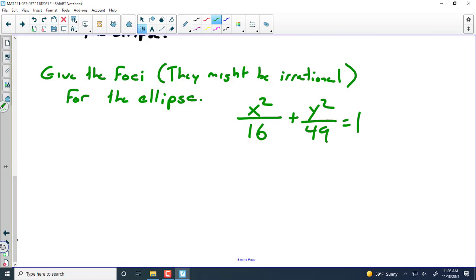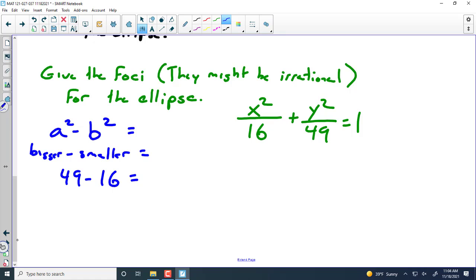So if someone wants the foci for this ellipse, here's what I'm thinking to myself. I think I need to do a squared minus b squared. If that makes me uncomfortable, I just remember that that means do bigger minus smaller. Either way, if I want the foci for this ellipse, what am I doing? What minus what? 49 minus 16. We cool with that? 49 minus 16. And that's going to give me 33. If I want to know where they are, then I have to take the square root of that number. Don't reach for the calculator. You want to write square root of 33. That's the right way to write it.